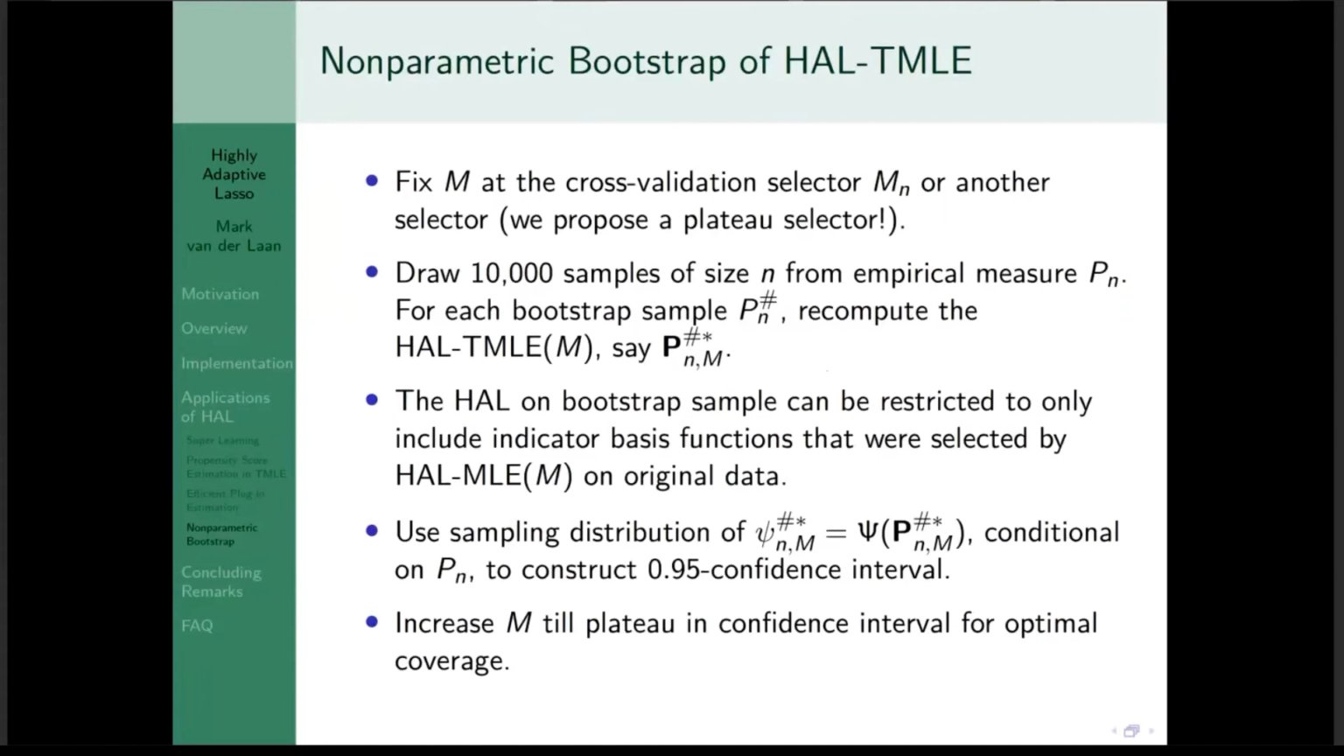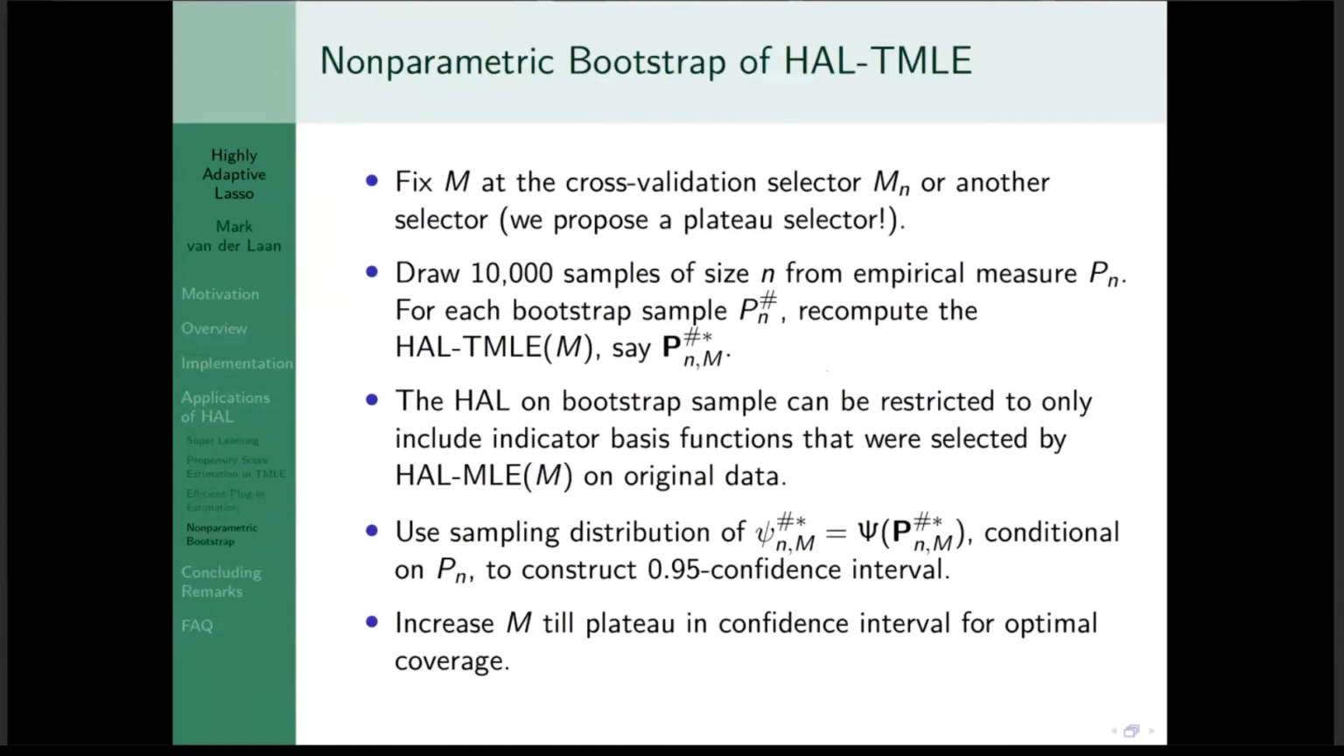And then we could draw 10,000 samples of size n from the empirical distribution, and for each bootstrap sample, recompute the TMLE. You can just use the highly adaptive lasso only looking at the basis functions you selected on the original data analysis, thereby making it computationally feasible, because that's only n basis functions. So that's no problem at all. This allows us to use the actual non-parametric bootstrap in a computationally completely feasible way, and then look at the sampling distribution of your estimator and construct a confidence interval from that.